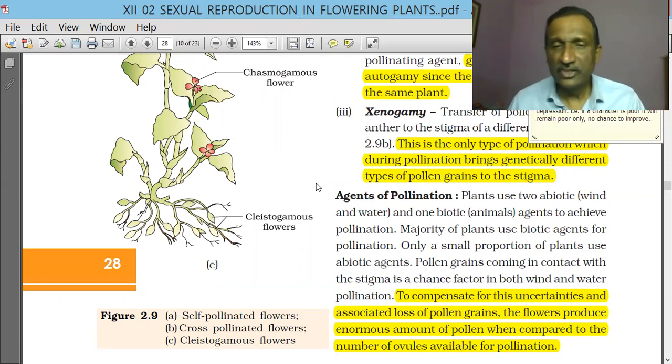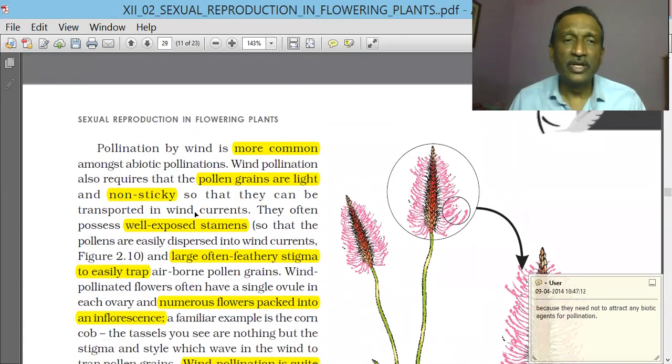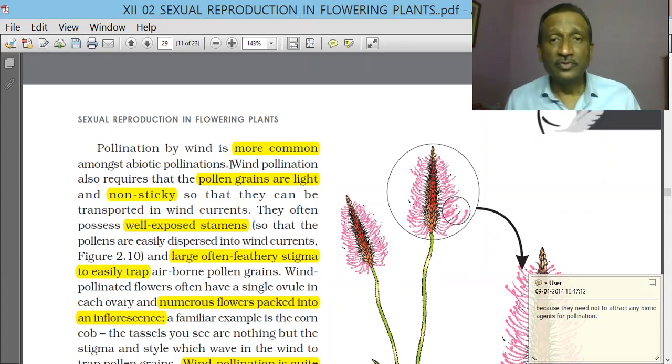Abiotic factors are also there. Let us talk about wind pollination, pollination by means of wind. Pollination by wind is more common among abiotic pollination. We have studied that all gymnosperms carry out pollination by wind. But since we are studying angiosperms, angiosperms also include a large number of crop plants, cereal plants, which carry out their pollination by way of wind. They are generally monocotyledon plants.